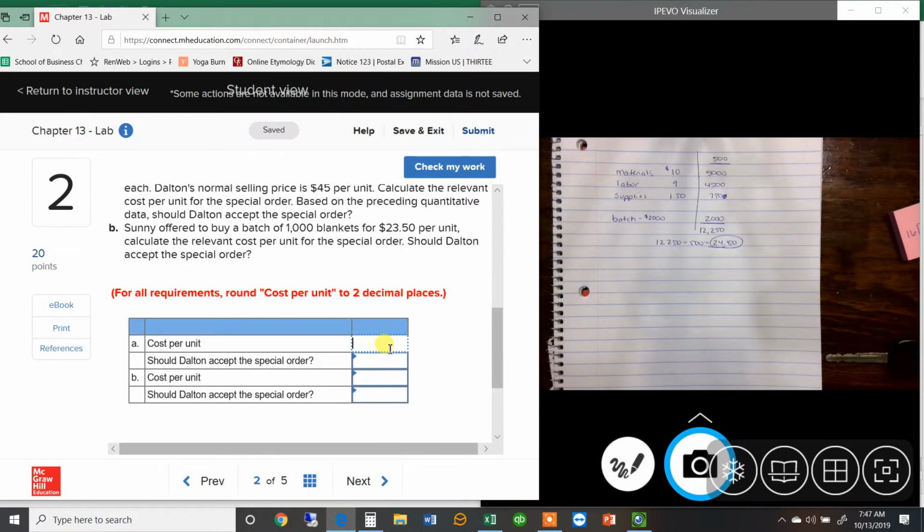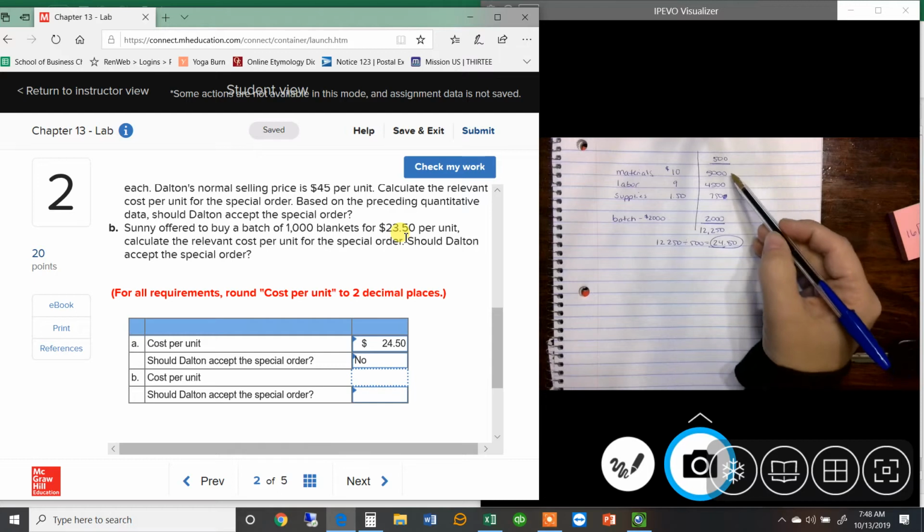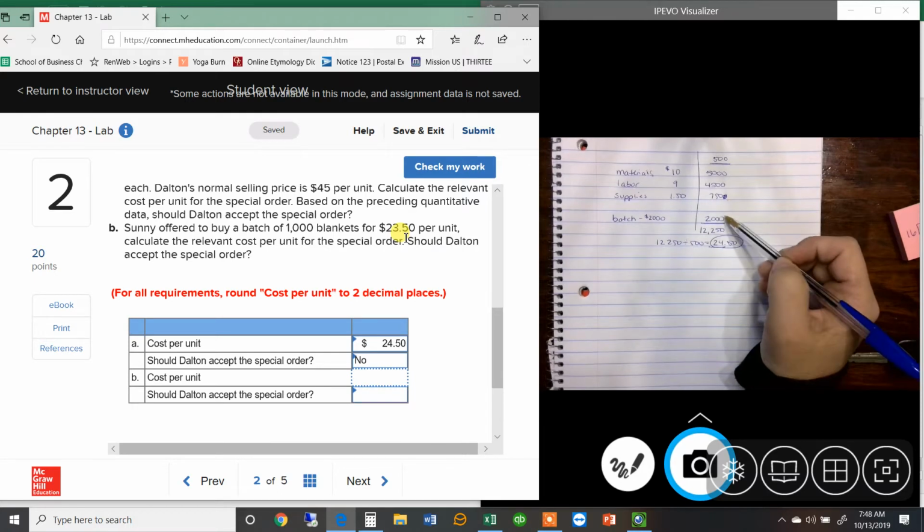My cost is $24.50, so I should not accept this special order. Now the next question says, what if they offered to buy one batch of 1,000 blankets for $23.50 per unit? Okay, well that's going to change my numbers a little bit because these items are not going to change, but this item will stay at 2,000.